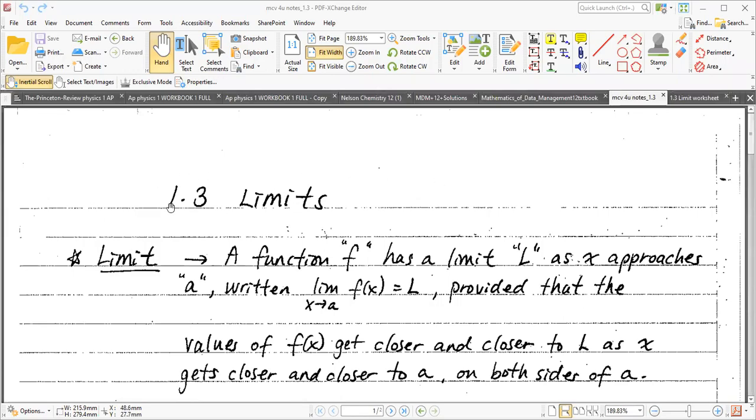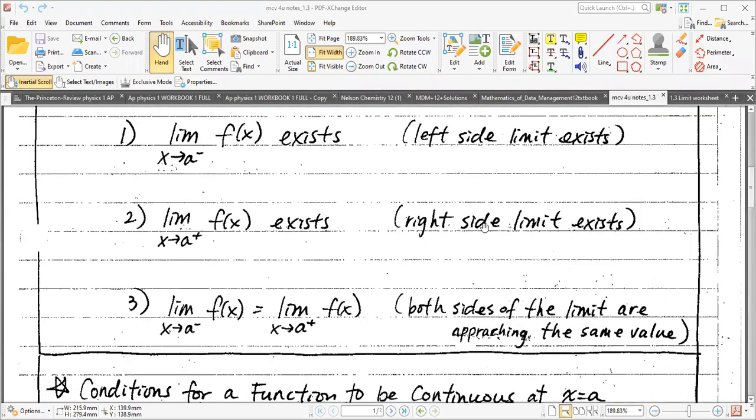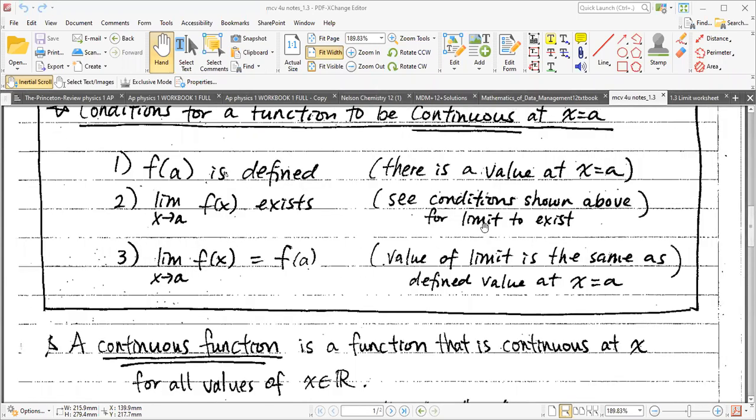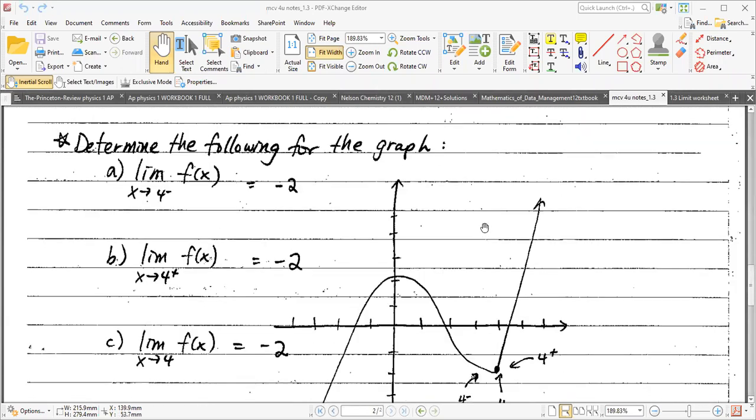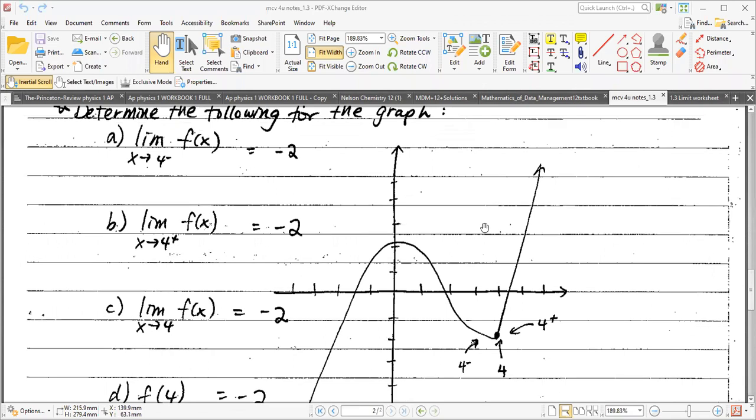Okay, so this topic, 1.3 limits. We want to see what is the definition of the limits. Okay, we do an example. Okay, let's just look at this example.